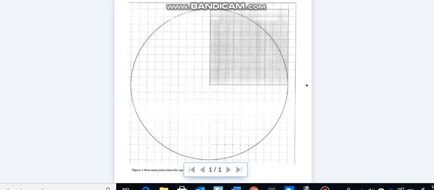So when we were trying to prove the area formula for a circle, we started with a circle that has its area filled in using squares. These squares are 1 by 1 centimeters to represent area. And then we have this square here. If you notice, this side length of the square is the same thing as the radius of the circle.